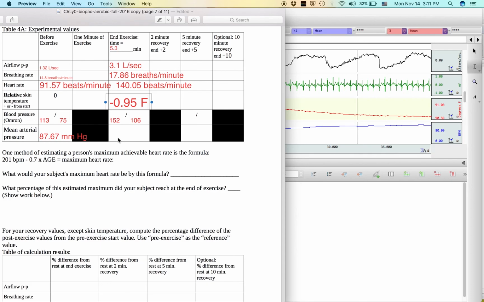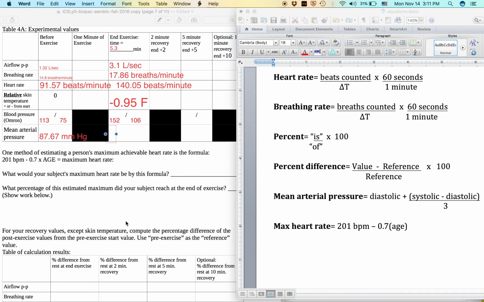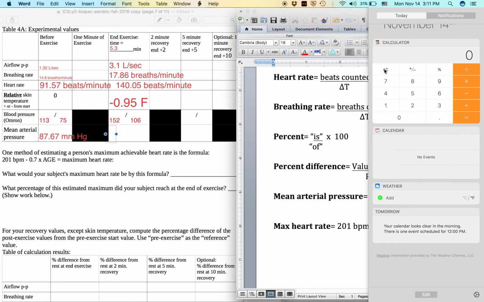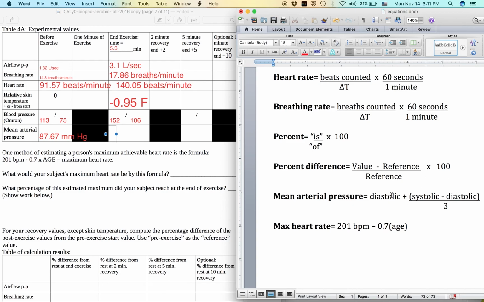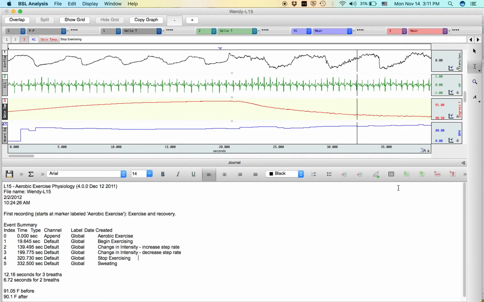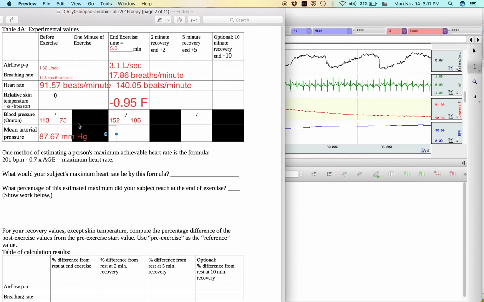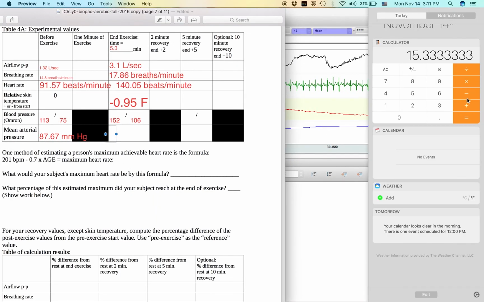So now let's measure our mean arterial pressure, same way we did it a few minutes ago. So systolic minus diastolic divided by 3. 152 minus 106 equals 46 divided by 3. And so that is our first part of the equation here. Now we need to add the diastolic value to that, which was 106.